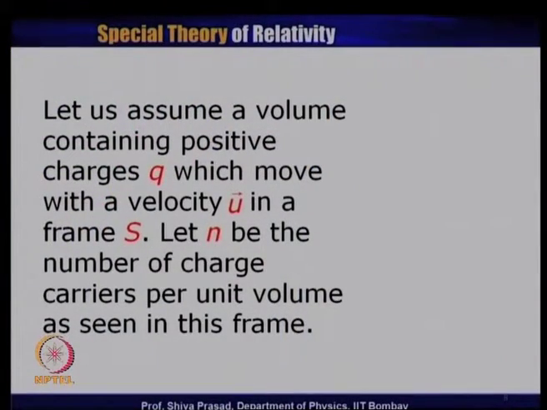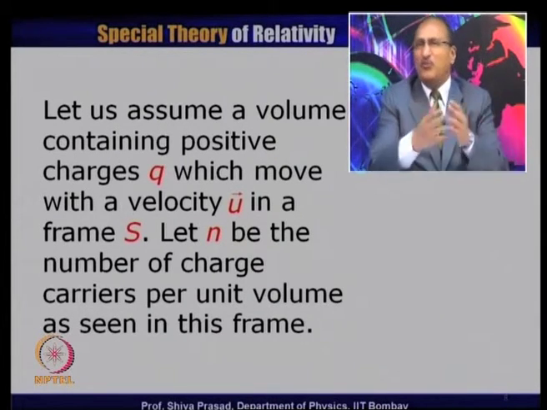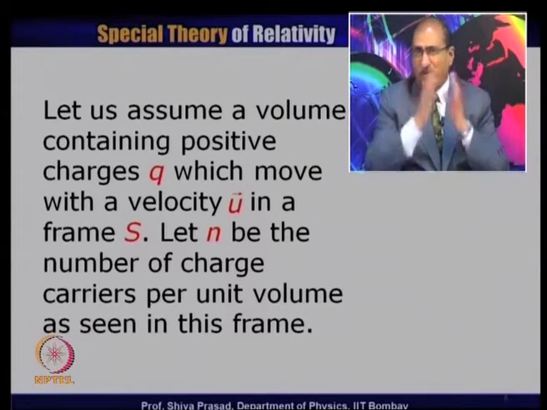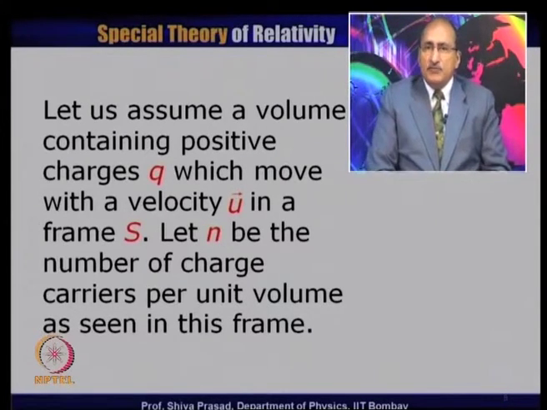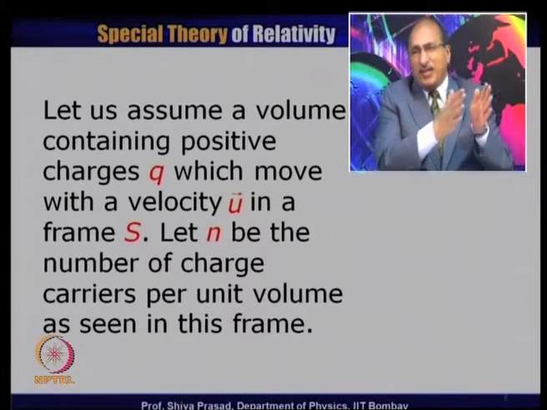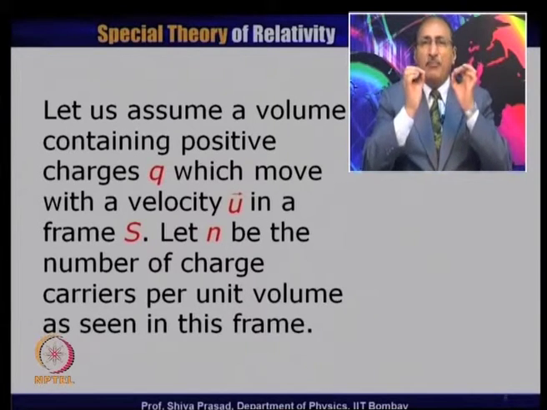So, let us assume that we have a volume which contains only positive charges, each one of which has a value of q, which moves with a velocity u. Let us assume that all of them move with the same velocity, because there is no question of drift here. I do not want to confuse; we will talk about drift a little later. So, let us assume that all of them are moving with the same velocity u as seen in a given frame S.